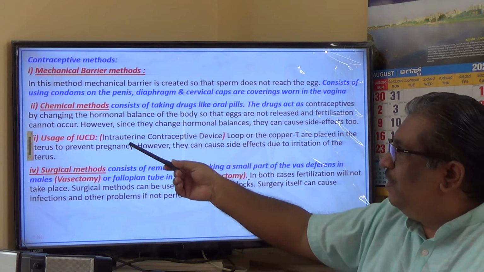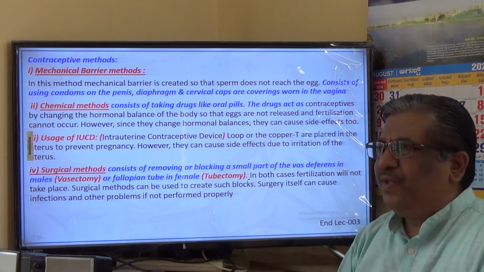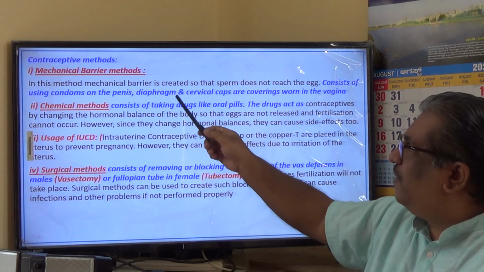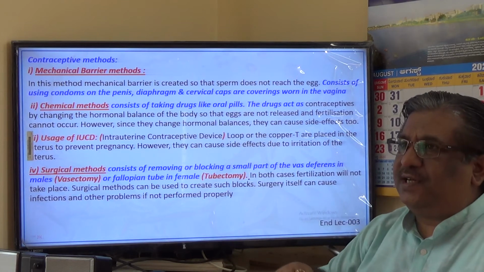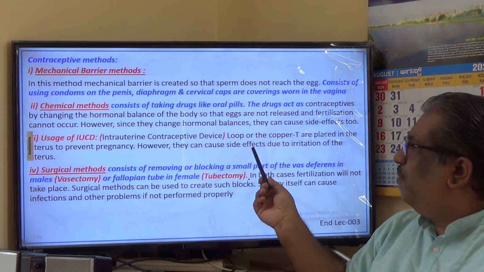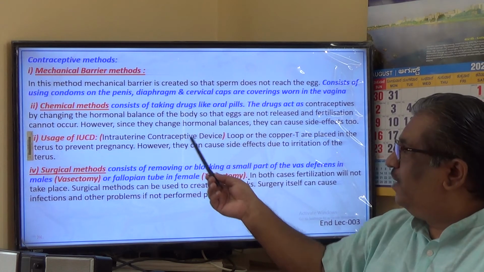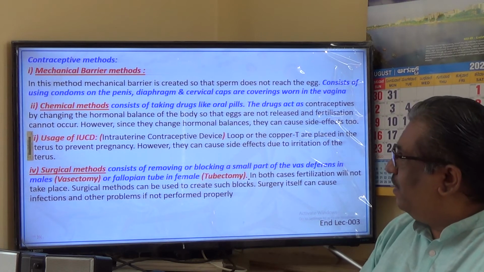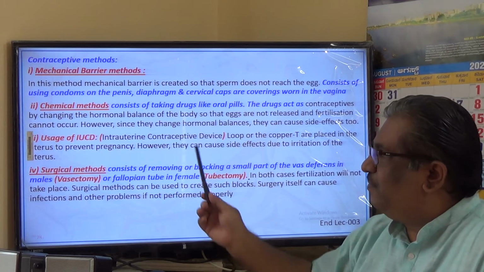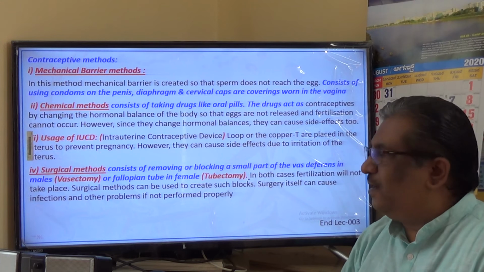So here also, this acts as a barrier method only. But to be specific, unlike the diaphragm or cervical caps that are placed at the vagina, the copper T or the loop is placed inside the uterus, and thereby pregnancy can be prevented. But here they also cause a lot of irritation, and therefore for some people it is not recommended.